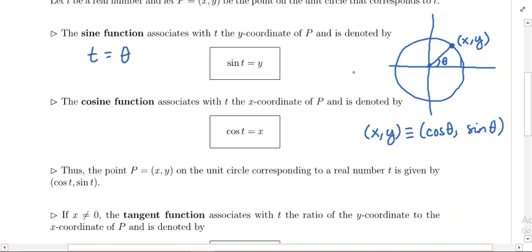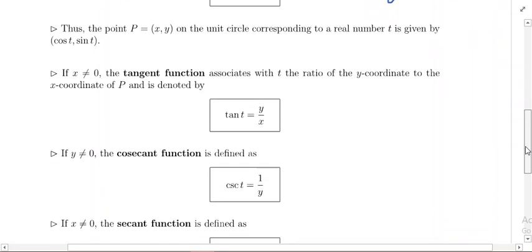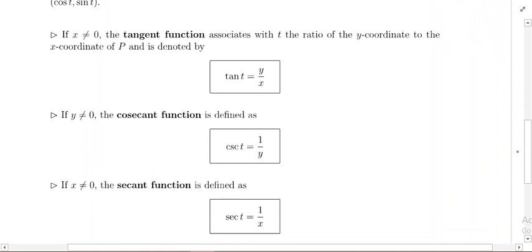So basically, if you've got some angle on the unit circle and it corresponds to the ordered pair x, y on the unit circle, we know that the sine of the angle is the y coordinate, and the cosine of the angle is the x coordinate. So once we know those, you can get the remaining 4 trigonometric functions based on that fact.